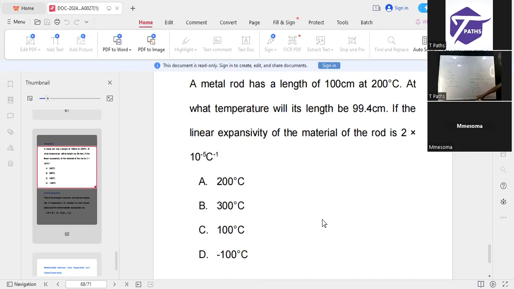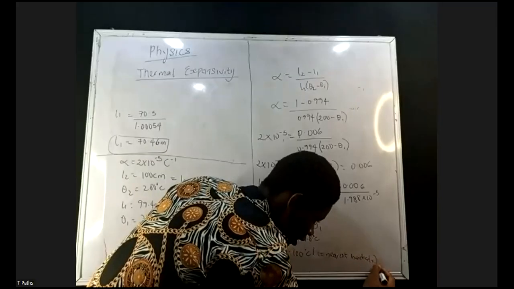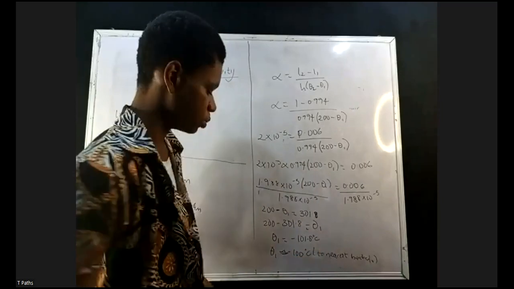If I check the options, the one that is closest to the answer is option D. Why? Because they converted it to the nearest hundreds. Converting this to the nearest hundred, I have theta 1 approximately equal to minus 100 degrees Celsius, to the nearest hundreds, or I can say to the nearest whole number. So that was just approximation. My answer is minus 100 degrees Celsius, which is option D.